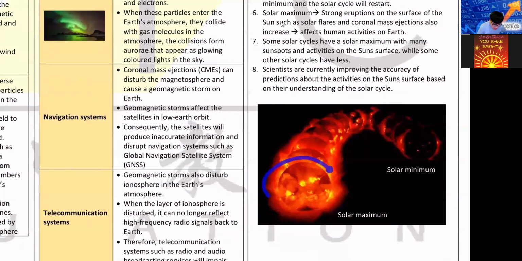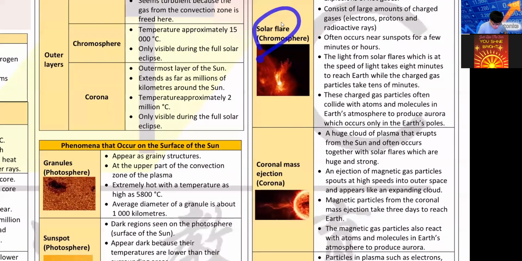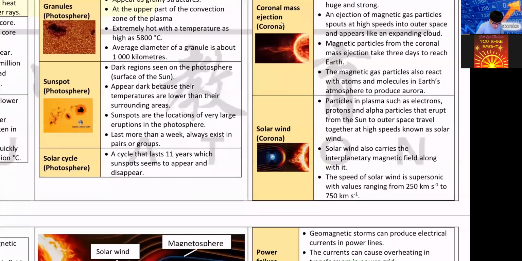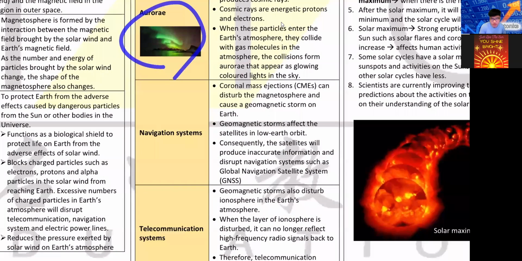Solar maximum is when your solar flares and CMEs are at their most active. In one year you can have a few strong solar flares. So if this year happens to be a solar maximum year and you go to Finland or Alaska, you will see a lot of aurora.